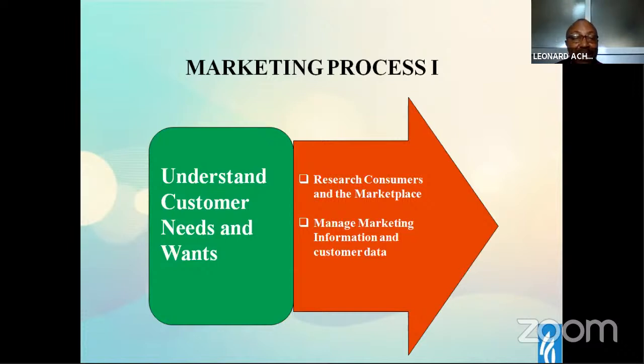The customer has need of food. The customer has need of shelter. The customer has need of clothing. Okay? But the customer wants a PhD degree. The customer wants a loan. The customer wants something that is futuristic. And so, two things to consider in understanding your customers' needs and wants are researching customers and the marketplace. You must research your environment. Who are the people living around you?